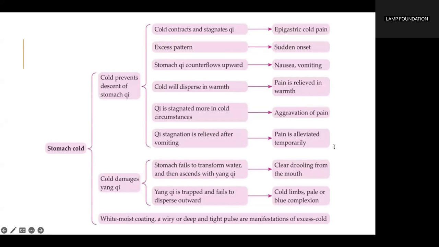This pattern is mostly ascribed to an excessive intake of raw and cold food, or an attack on the stomach by cold, which leads to cold stagnation in the epigastrium. Exogenous cold can invade the stomach, either via the mouth or through the skin of the abdomen. If the invasion takes place through the mouth, it will be due to the consumption of food that is of a very cold temperature or energy.